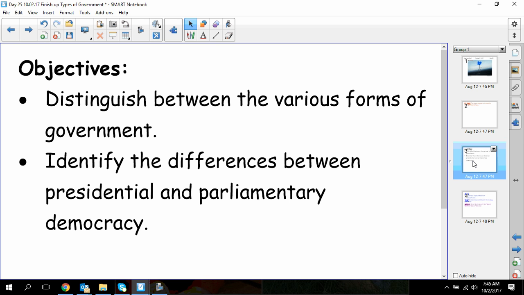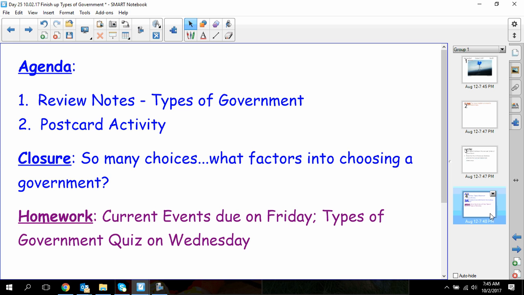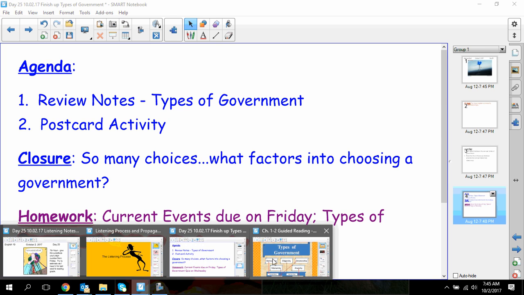Okay. So our goal today is to distinguish between the various forms of government, and in particular the presidential and parliamentary democracy. So what we're going to do is review the types of government, and then there is a postcard activity that Mrs. Meester is going to hand out. Current events are going to be due on Friday, and then on Wednesday we're going to talk about the different types of government. So let's get to our review.